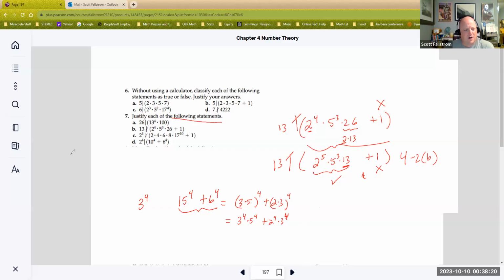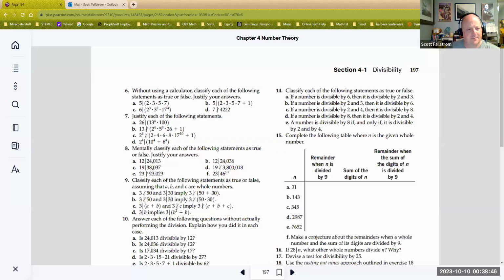And then look for common factors. So I have a 3 to the fourth and a 3 to the fourth. My final answer would be 3 to the fourth times 5 to the fourth plus 2 to the fourth. And again, this is just some number. So does 3 to the fourth divide this big whole thing? And the answer is yes, because it divides the first part. So it divides any multiple. So that's how we can take care of question 7.